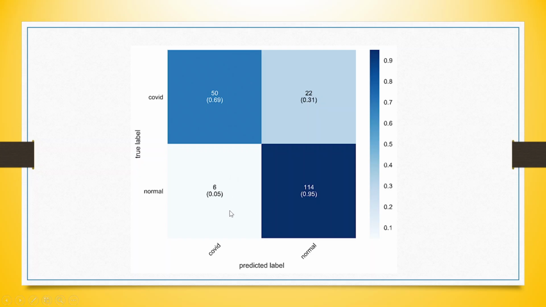Let's talk about this part. A person is normal, but the kit detected that the person has COVID. So 6 misclassified cases are here. Similarly, here, a person has COVID, but the kit detected that the person is normal. So 22 plus 6, 28 are misclassified cases. The classification accuracy of the algorithm depends on 50 plus 114, the correctly classified cases, divided by the total number of cases, that is 50 plus 22 plus 114 plus 6.